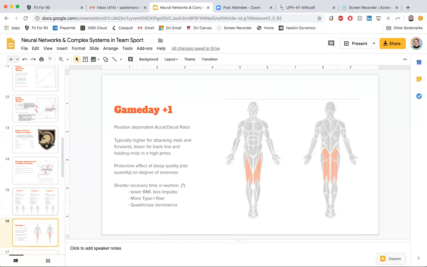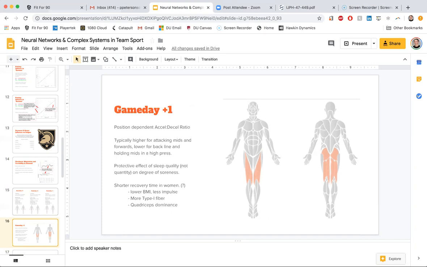If we're running a 4-4-2 diamond, which basically just means they'll rotate through and then be a little bit more present in the defense. And that's where you see a lot of those quadriceps get reported and a lot of that eccentric muscle damage happens. There's a protective effect of sleep quality, not so much quantity, on the degree of soreness.